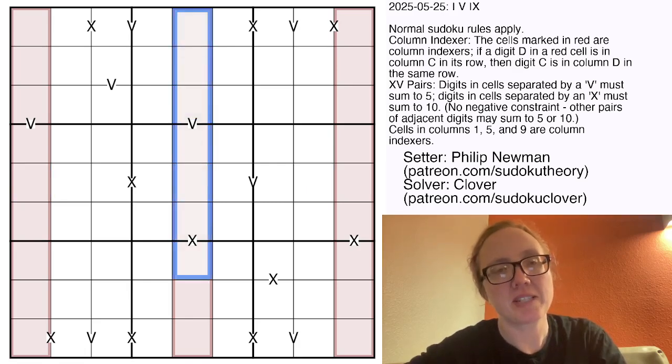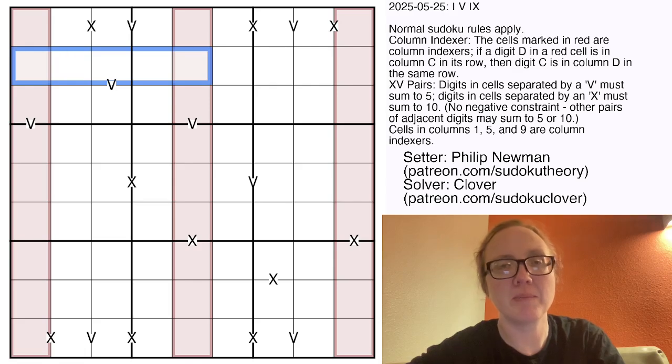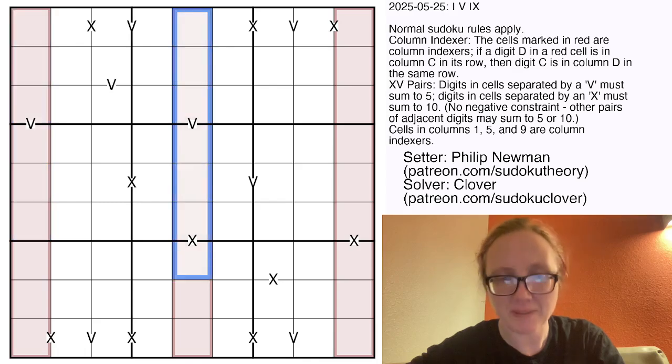The middle column does the same thing with 5s, so if that was a 2, then the 5 would be in the 2nd position from the left. And the rightmost column does that with 9s. So if this was a 3, then the 9 would be located in the 3rd position. So 1s, 5s, and 9s.